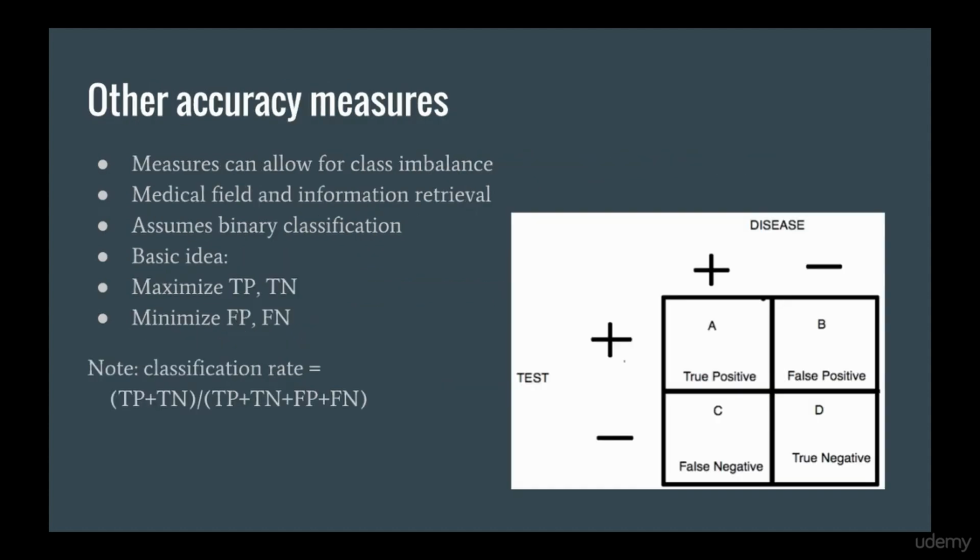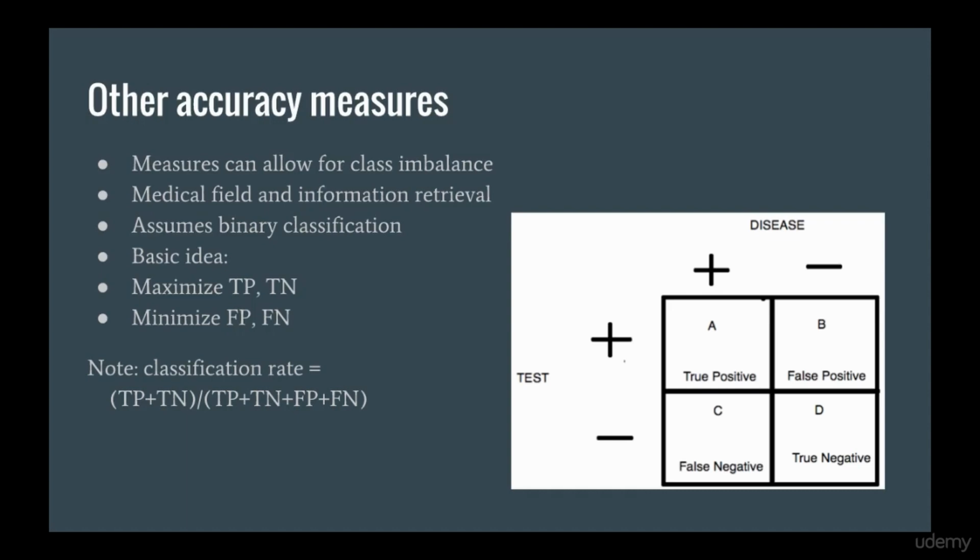Note that there are other ways to measure accuracy as well that allow for class imbalances. These are used in the medical field and in information retrieval, and try to take into account both classes. This assumes we are doing binary classification. The basic approach with these is we want to maximize both true positives and true negatives, and we want to minimize false positives and false negatives.